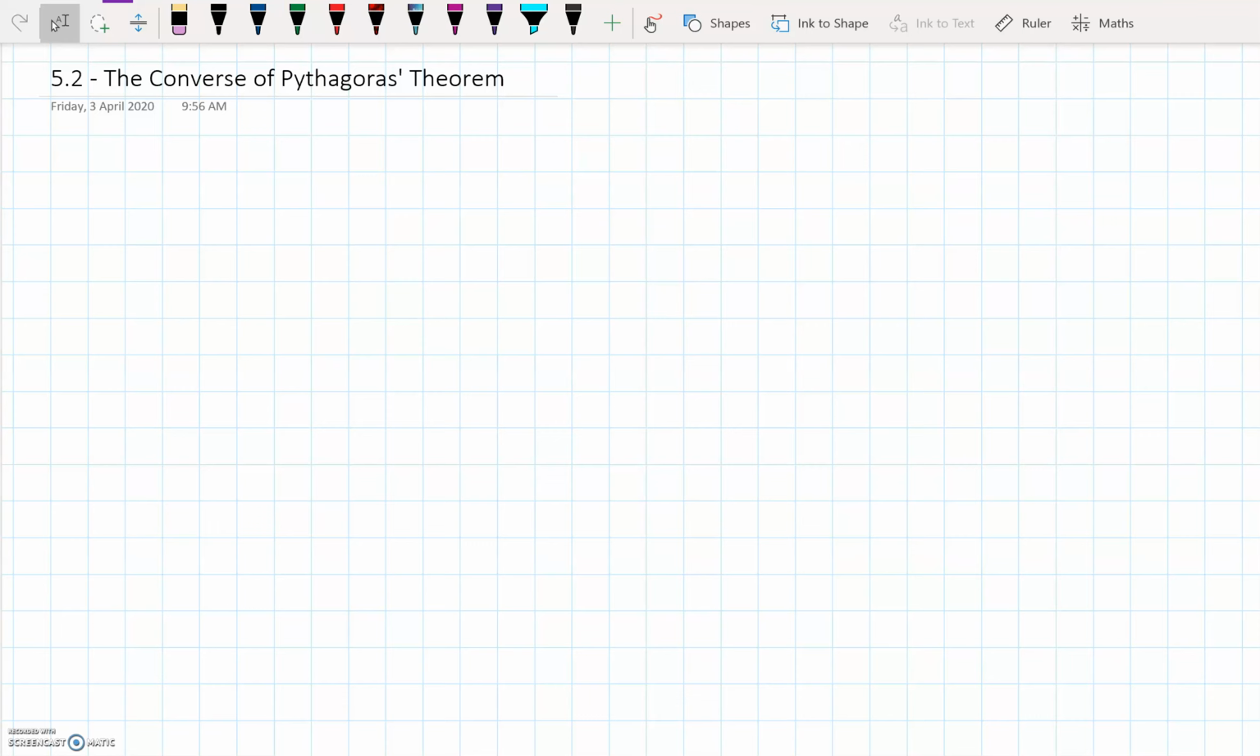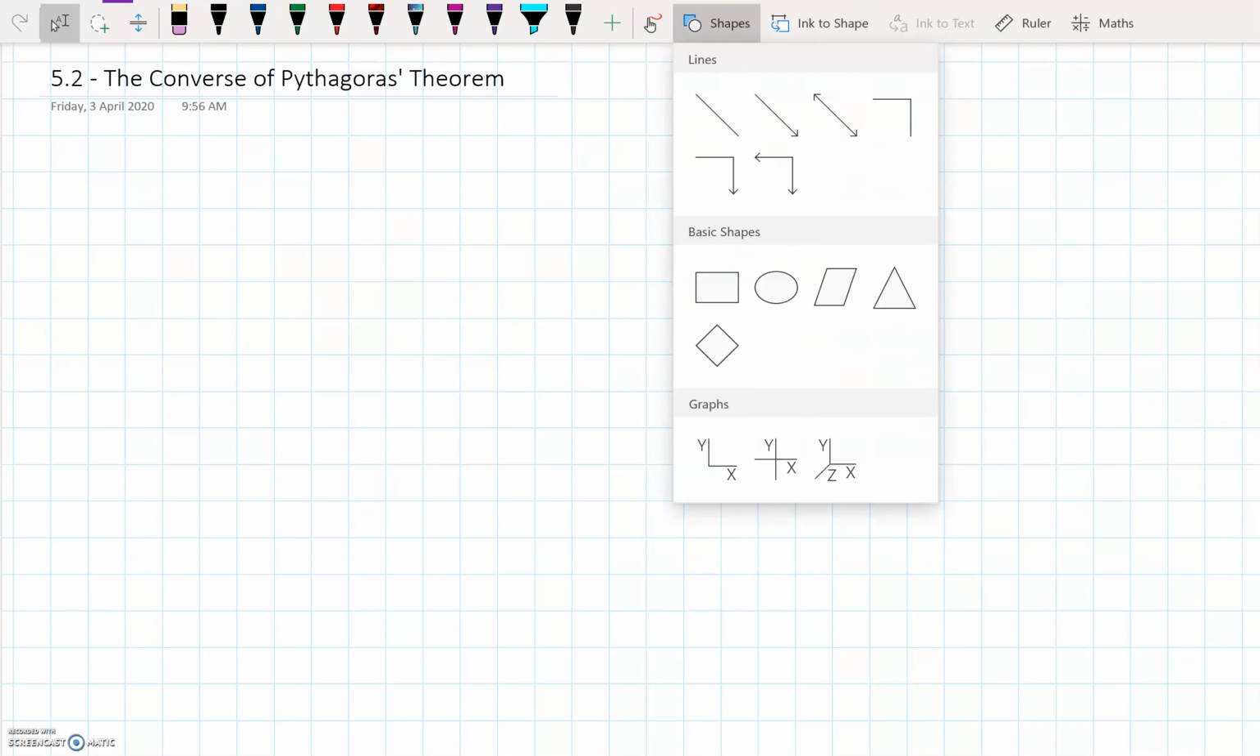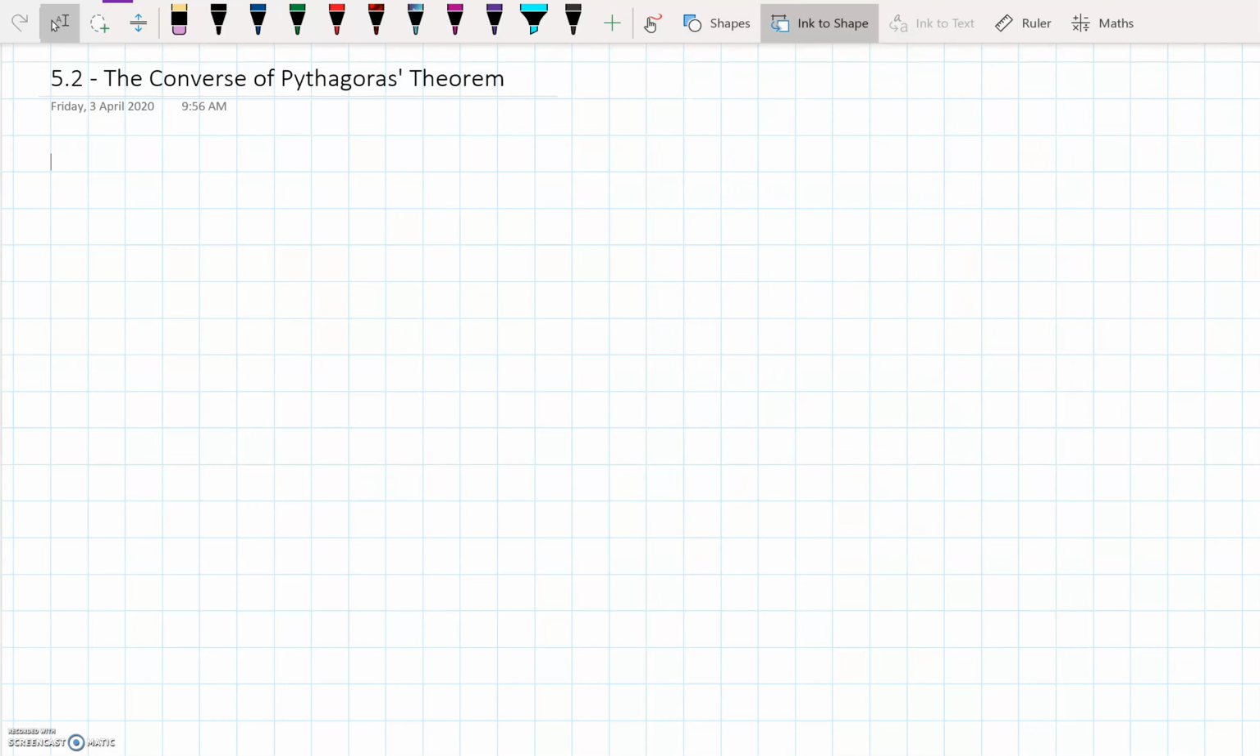So when we talk about the converse of a theorem, it just means we're looking at basically the opposite of the theorem. And with Pythagoras' theorem, the converse means that we can prove that a triangle is or is not a right-angled triangle based on the side lengths. So we're going to look at how to do that right now.